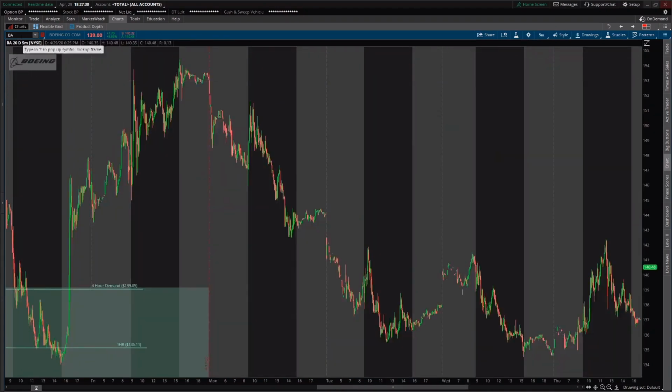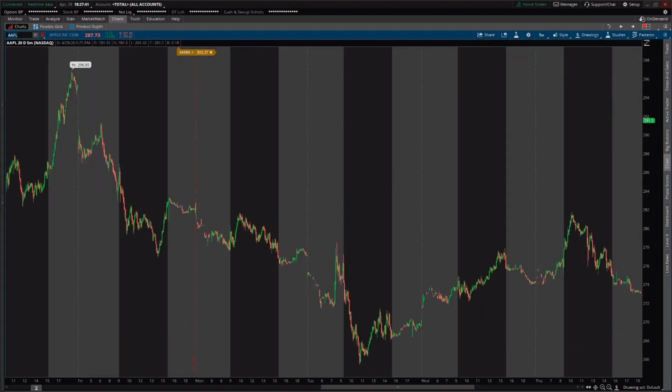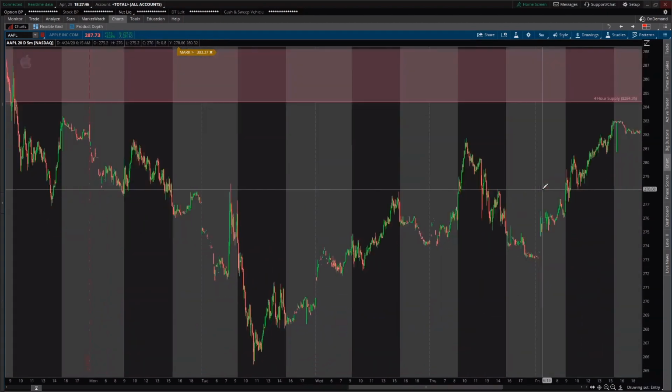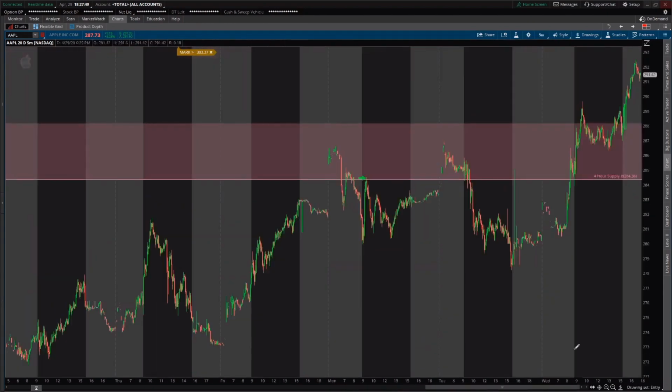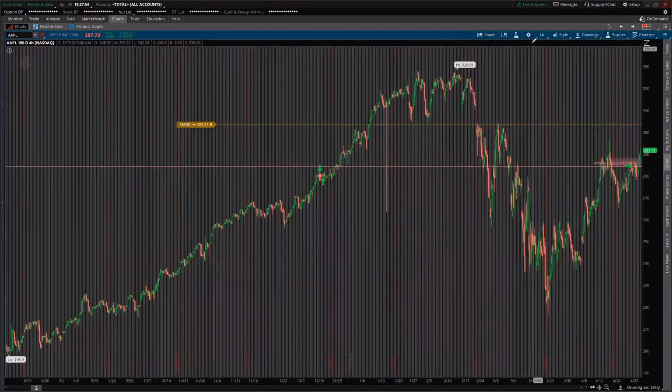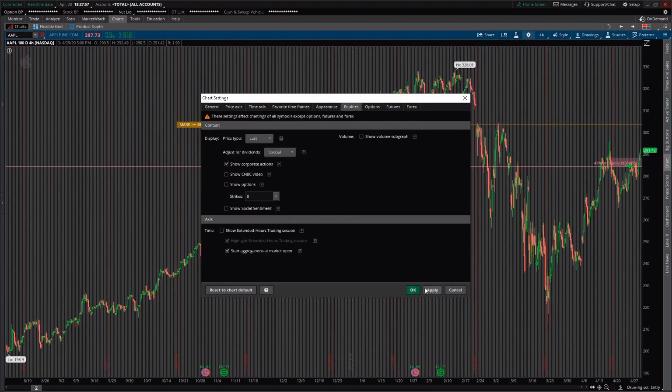So let's look at another example. We're going to go on Apple. I'll go here. So Apple on April 21st, we had a 4-hour supply zone. So let me go to equities.